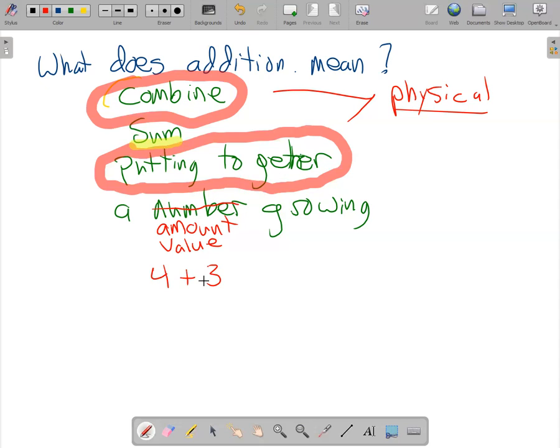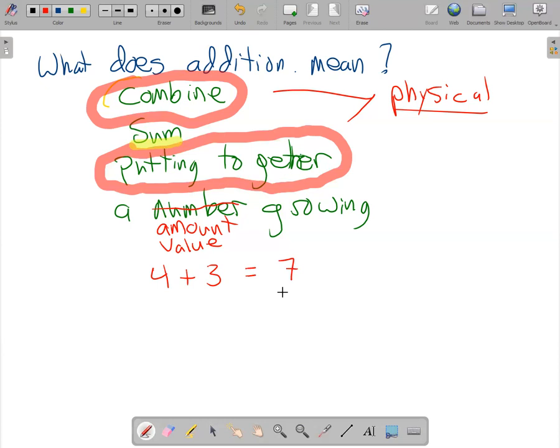Okay, so what's the answer? How do you know it's 7? Because it grew by 3. How did you get from 4 to 7? How did you get from 4 to 7? Counted. You counted. Holy crap. That's the connection. Yeah, it's not just to put together, you've got to count it.